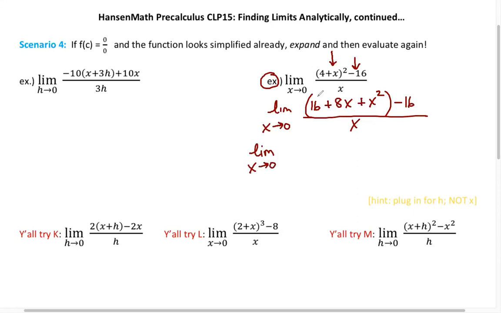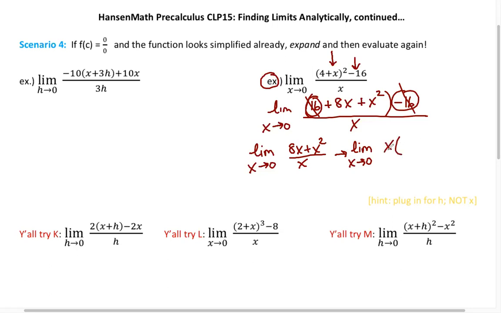Here you can see that we have a 16, and then down yonder we have a negative 16. Those will offset. So I have 8x plus x squared over x. I can rewrite it again, the limit as x approaches 0. Okay, now note that in your numerator, the 8x term has an x, and the x squared term obviously contains an x. So now we can factor out an x.